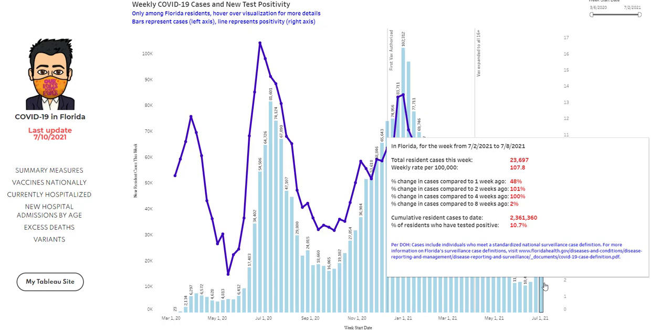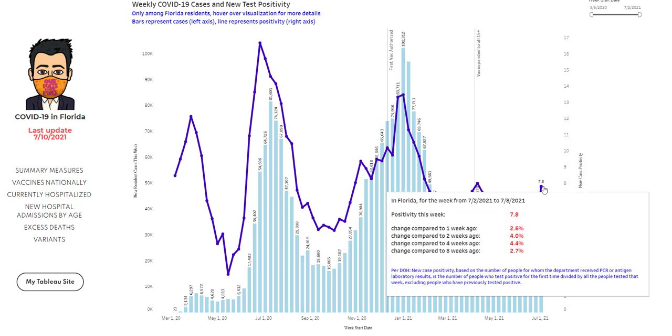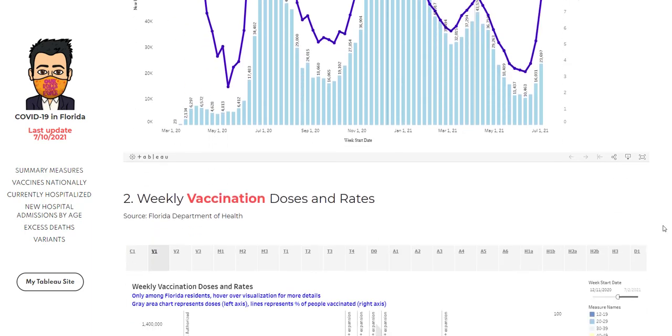And then, of course, you get the total number of cumulative residents to date and the total number of residents in Florida that have ever tested positive. And so it's the same thing for the positivity. You'll get the positivity this week and then relative comparisons made to weeks in the past. So that's the first one, pretty straightforward, easy to understand.